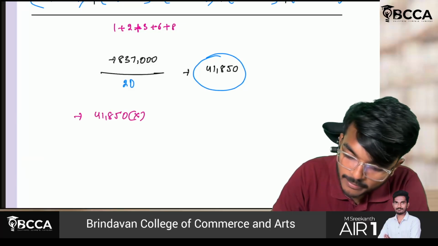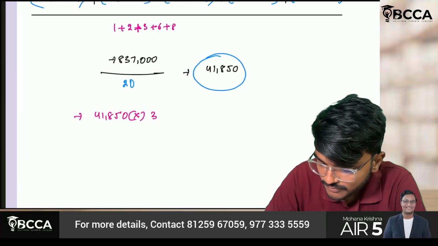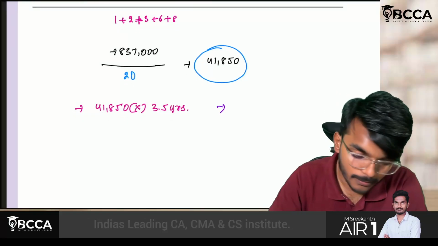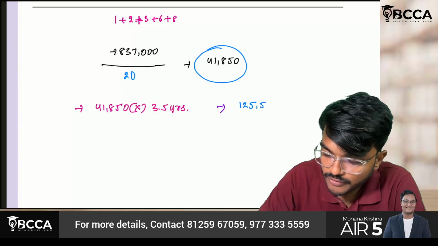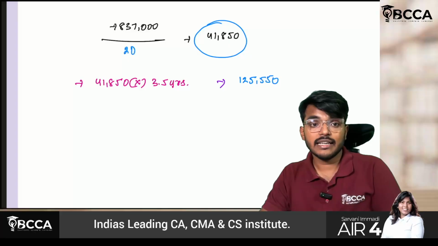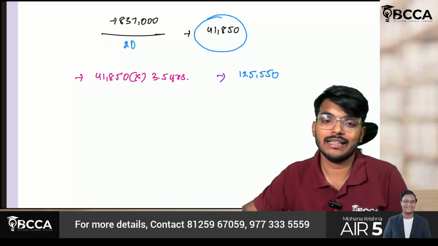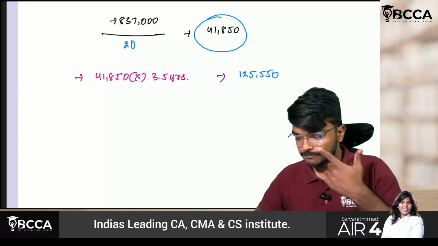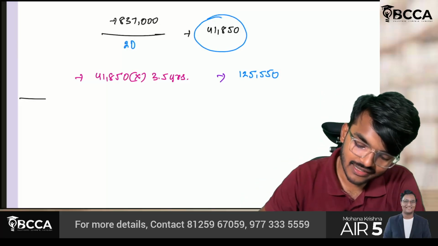41,850, if I multiply with the number of years of purchase, which they have given as 3.5 years, my goodwill will be 1,25,550. 125,550 is my goodwill. Basic maths is going on. I think you will enjoy goodwill calculation. There is nothing conceptual. Okay, quickly come to case C. Let us check the answer later.